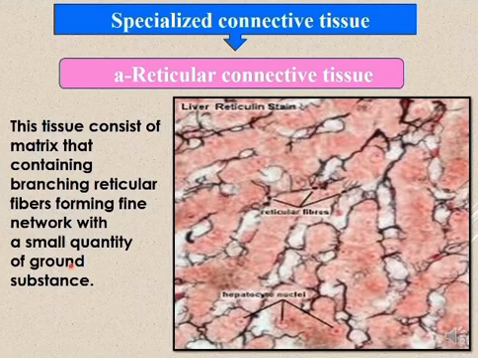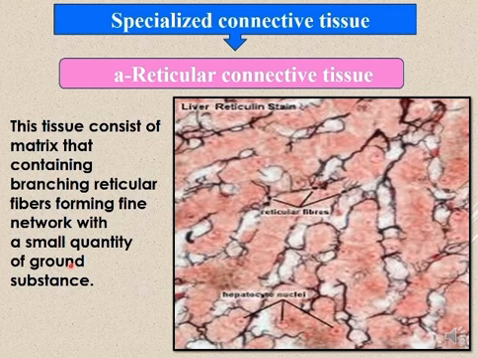Specialized connective tissue. This group includes a number of tissues. One of these tissues is reticular connective tissue. This tissue consists of matrix containing reticular fibers. These fibers are branched to form an extensive network within this tissue. Between these fibers there is very little amount of ground substance.